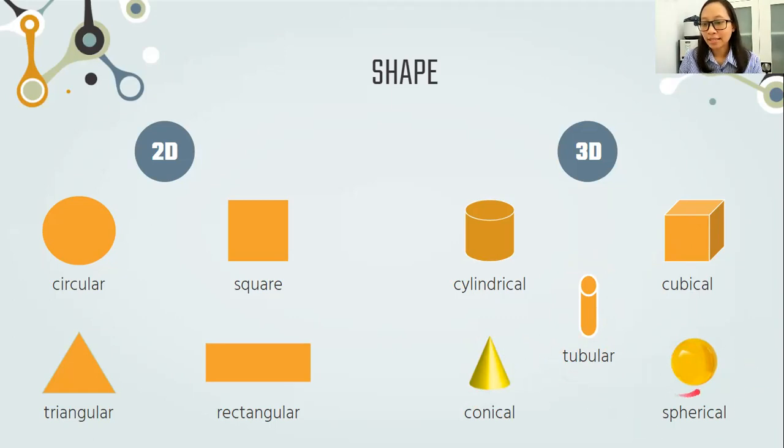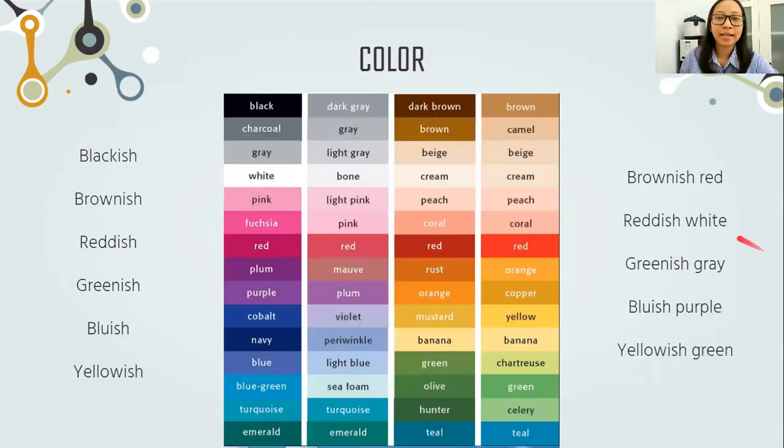And then spherical. Spherical is 3 dimensions. Ball, ya, ball. Spherical. Kata bendanya apa? Sphere. Ini kata sifatnya spherical. Okay. The next is color. Ada banyak pilihan color di sini. You can choose what you need.